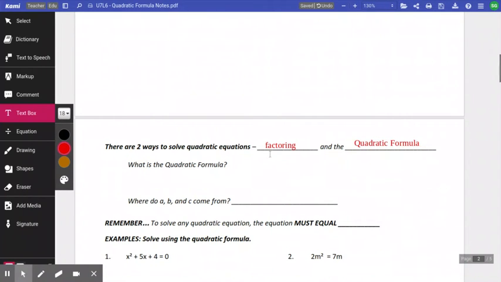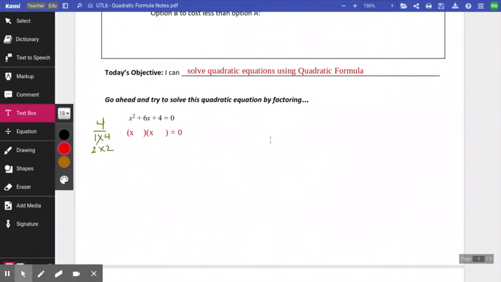I do want to mention that there are more than 2 ways you can solve quadratic equations. One of the fun things you get to see in Algebra 2 is they talk a lot more about quadratic equations, so you'll see other ways you can solve these. These are the 2 we focus on in Algebra 1. So we know factoring. Quadratic formula is what we are looking at today. The great thing about quadratic formula is it will work for every single quadratic equation. So you're never going to have situations like this where you can't use it.